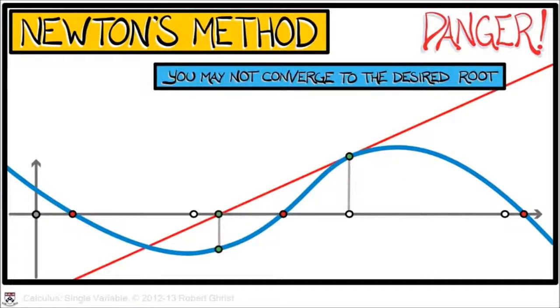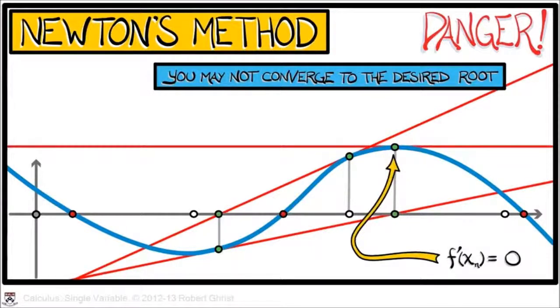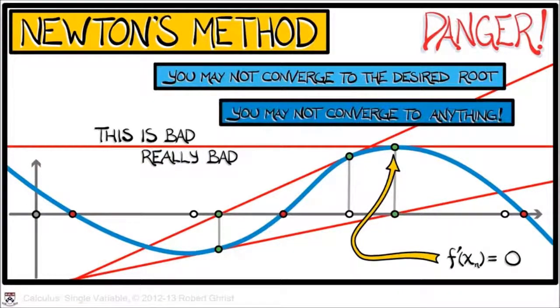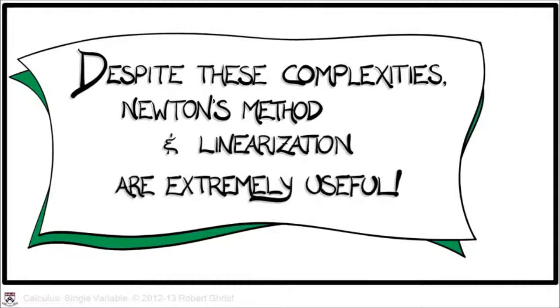Depending on your initial condition, you might wind up getting a value of xn for which the derivative there vanishes. As you can see, either graphically or from the update law, this leads to a situation where xn plus 1 is undefined. And this is really bad. You might not converge to anything. But despite those dangers, Newton's method and linearization are extremely useful in practice.